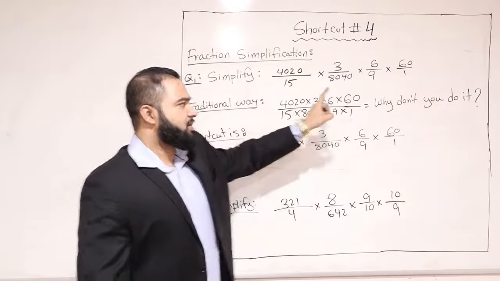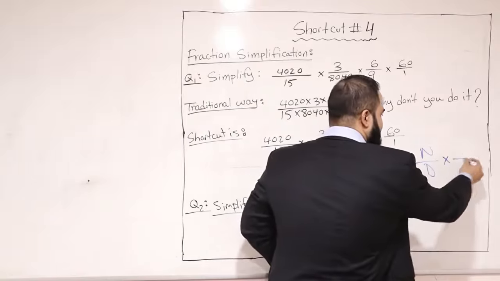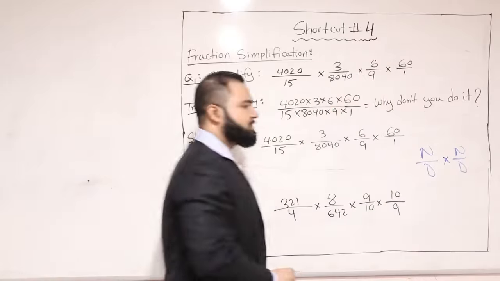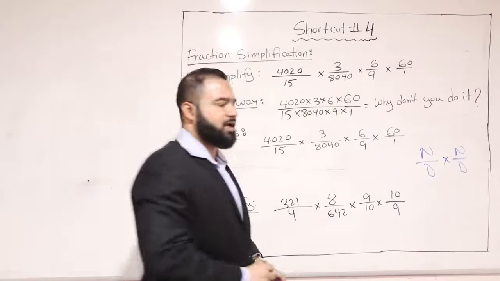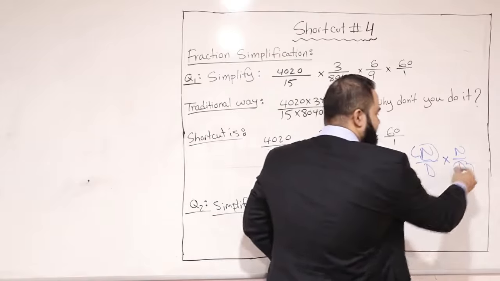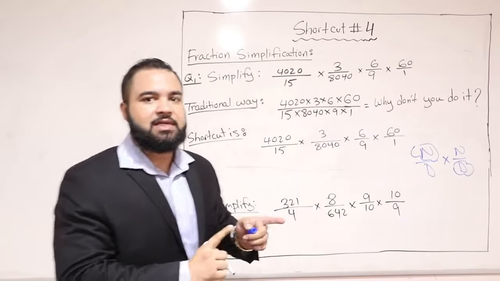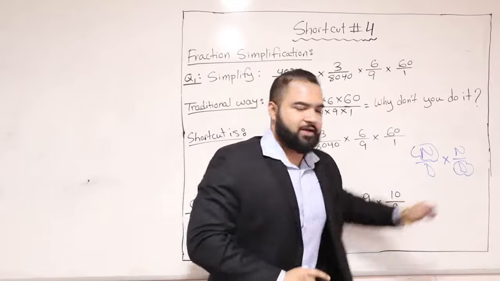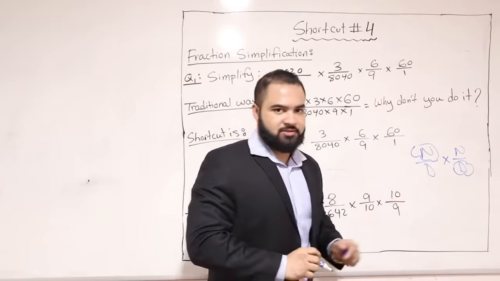Before learning the shortcut, let's learn about fraction simplification. Let's say you have a fraction. In the fraction you have a numerator and a denominator. We can always simplify a numerator and a denominator if they are both divisible by the same number. Now, if another fraction is multiplied with the previous fraction, then we can simplify the numerator of the previous fraction with the denominator of the next fraction. And this simplification is called cross simplification. Means we are simplifying cross.